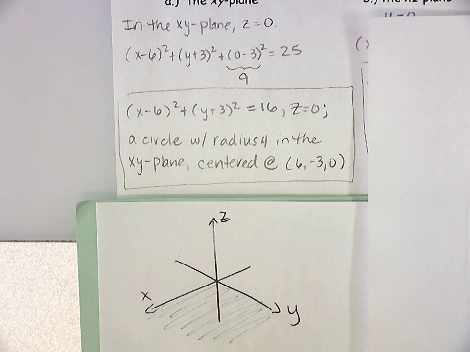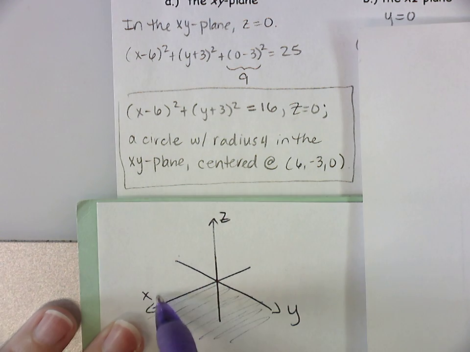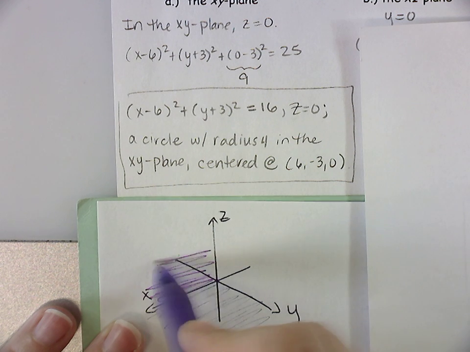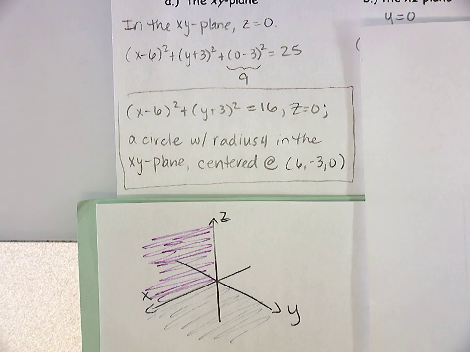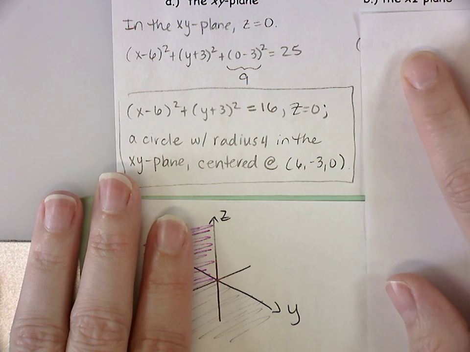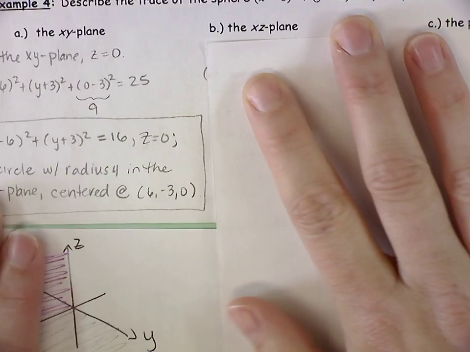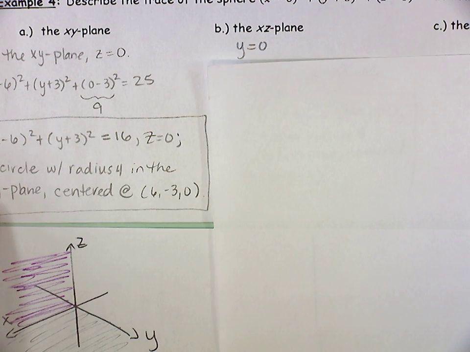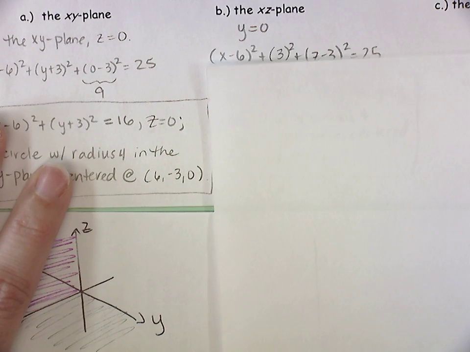Okay, so let's try B. So B is in the xz plane. Okay, so B is going to be in the xz plane. And then Adam, if you had to make a guess, what do you think our first step would be? Make y 0. Good. Okay, so in the xz plane, it's your y value that's going to be 0. That's just the one that's not there.